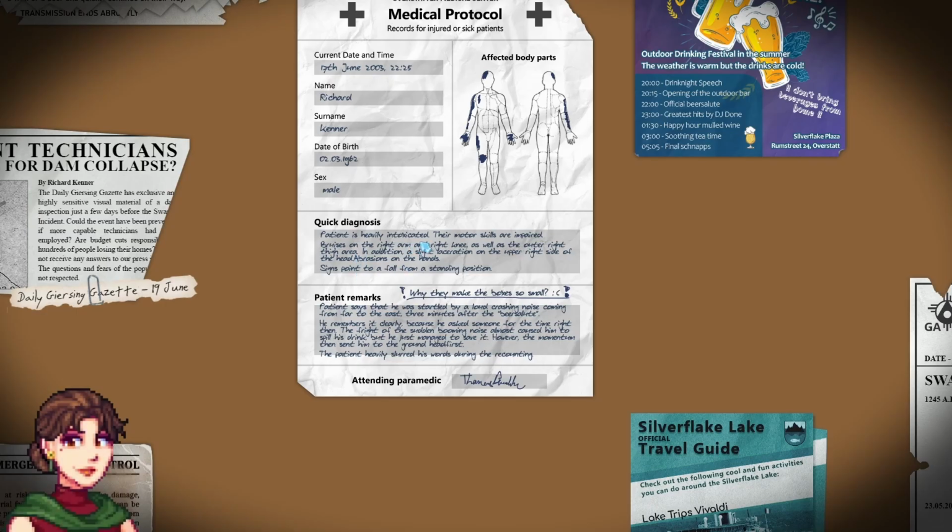Patient is heavily intoxicated. Their motor skills are impaired. Bruises on the right arm and right knee, as well as the right thigh area. In addition, a slight laceration on the upper right of the head. Abrasions on the hands. Signs point to a fall from a standing position.